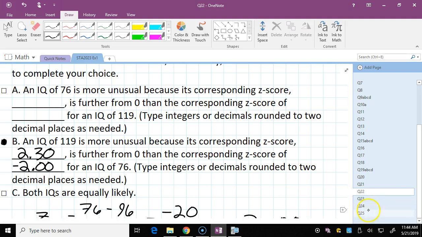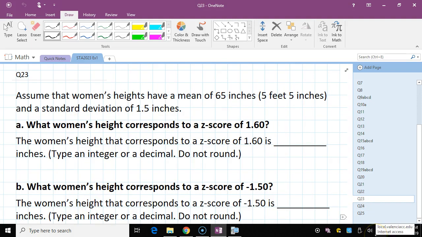All right. Everyone good on that? Okay. 23. Almost there.